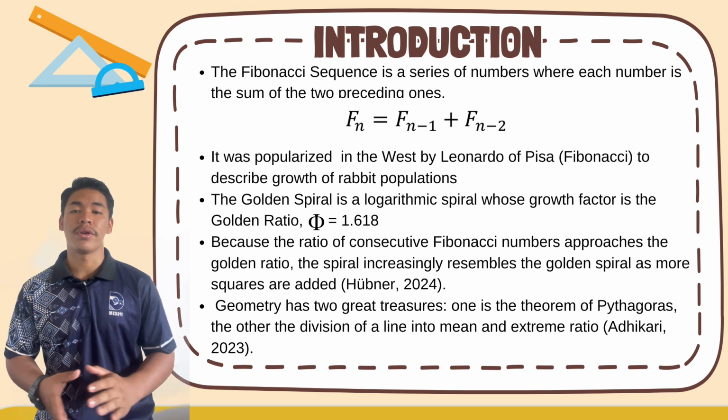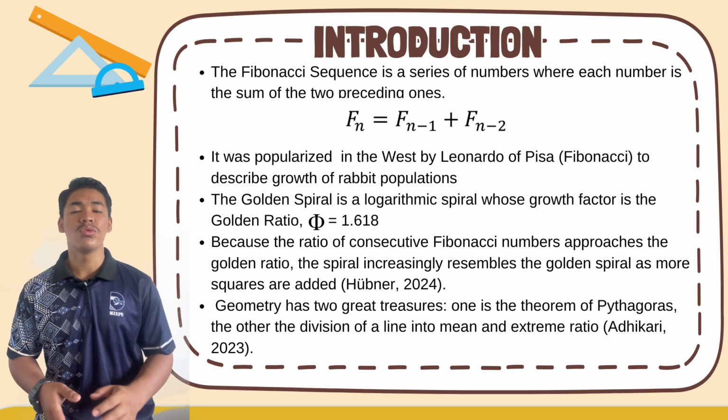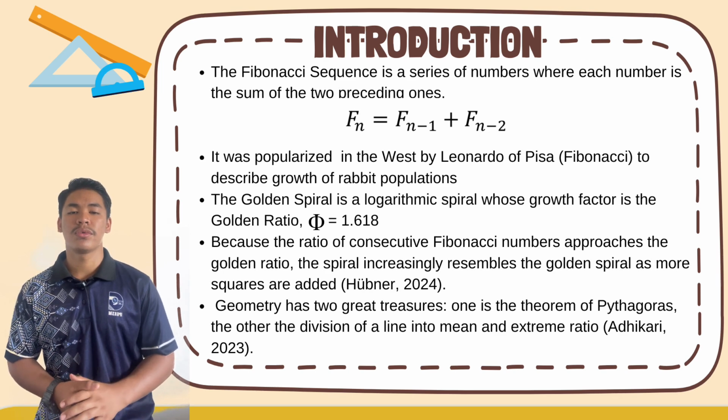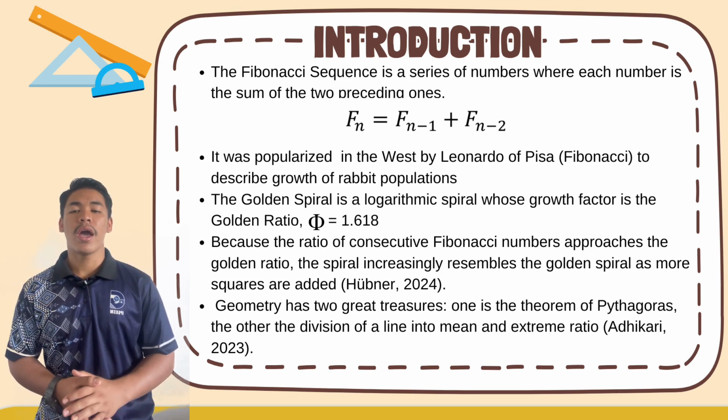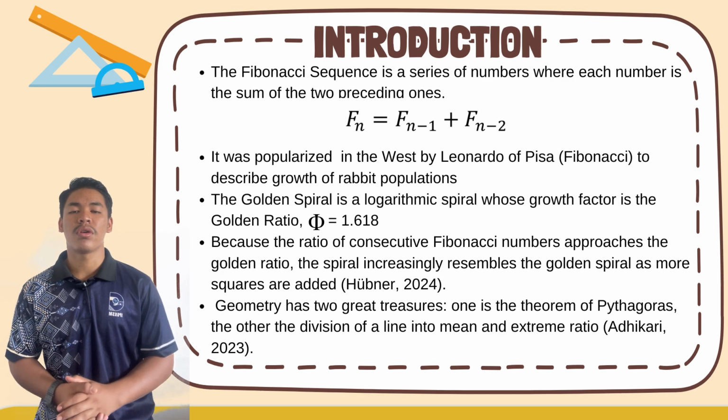As noted by Hubner in 2024, the more squares we add to a Fibonacci construction, the more it resembles the golden spiral. I love the quote by Adhikari, which states that geometry has two great treasures, the Pythagorean theorem and the division of a line into the golden ratio. This ratio is the starting point of what we call divine proportion.